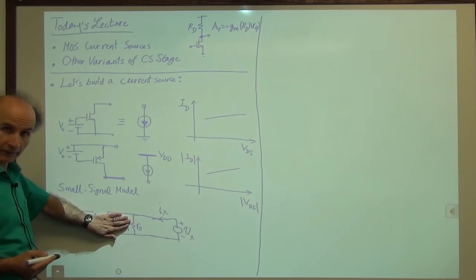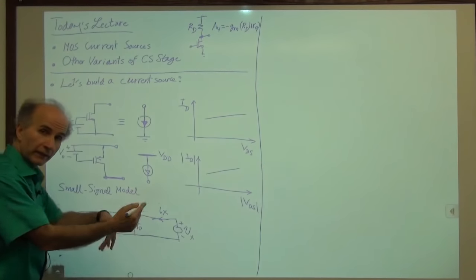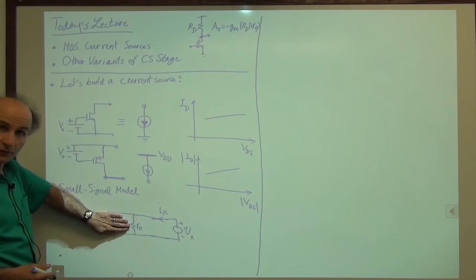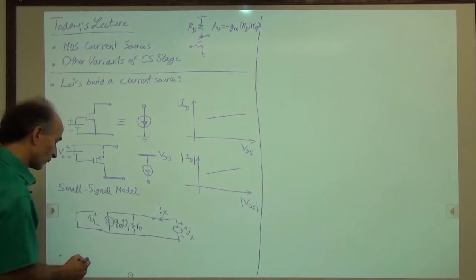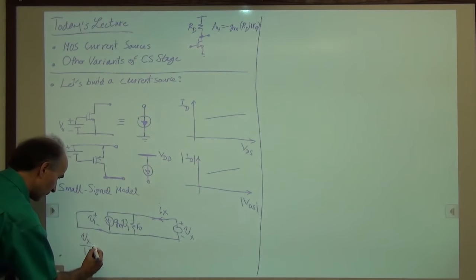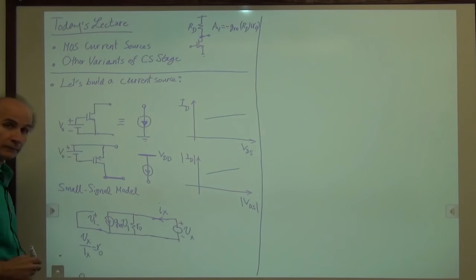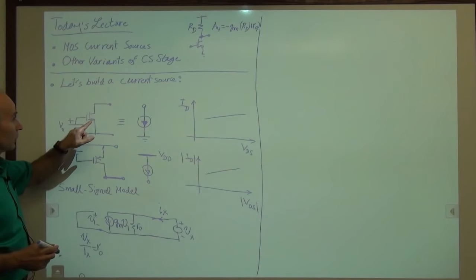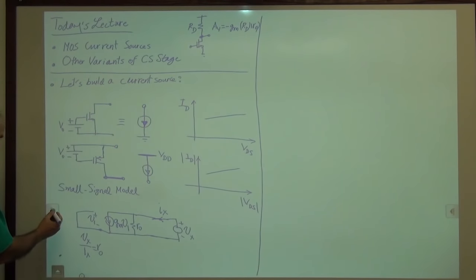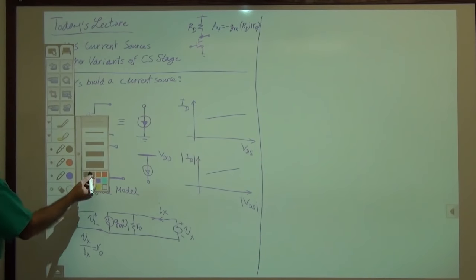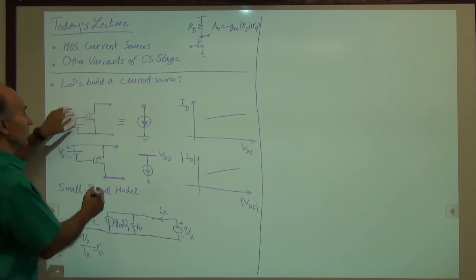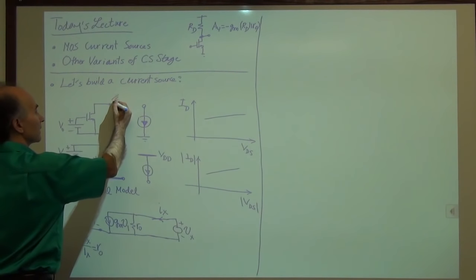So this is gone. So what do we have? We have only RO left. So we don't even need to write KVLs and KCLs. It's just obvious that the circuit reduces to RO. So we say Vx over Ix is equal to RO. In other words, if I want to represent this device by a small signal model, it's just this.